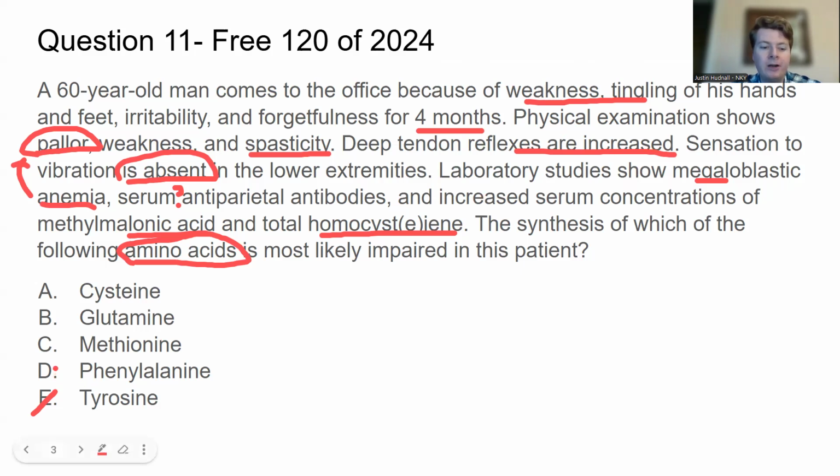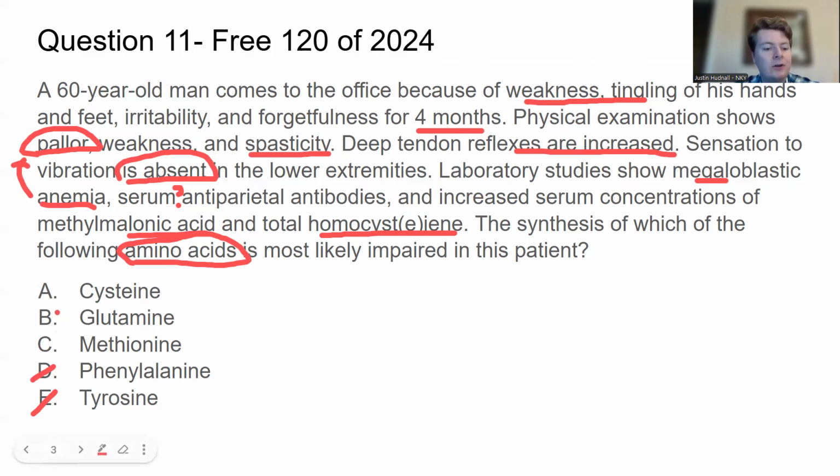And I also know that phenylalanine is also related to the tyrosine pathway. I think phenylalanine can be made into tyrosine, but again, I don't really know that off the top of my head. It's just a thing I can rule out if I know it's a part of that world. We're not talking about this one right now.